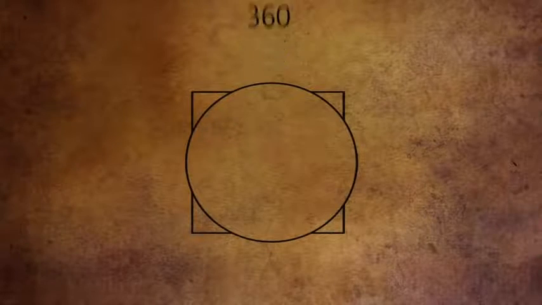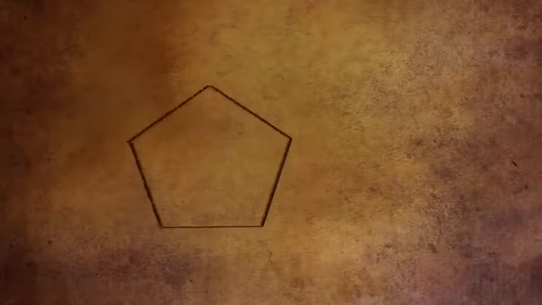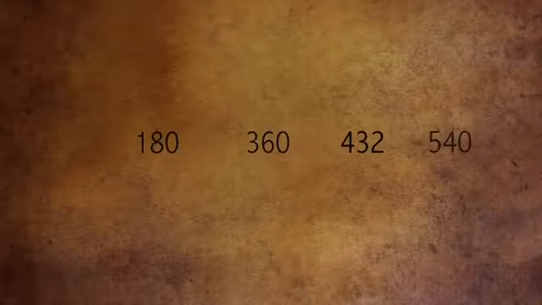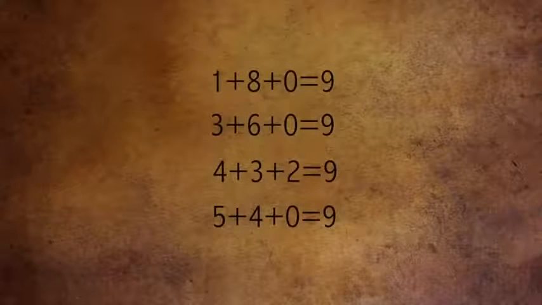For both the square and circle, it is 360. For a pentagon, it is 540. Now at this moment, let's step back and look at these numbers in a different way, as there seems to be something about them that reaches beyond a simple sum of angles. Did you notice that they happen to be in the same numerical neighborhood as tone 432? What's more, they all add up to 9, just like 432.